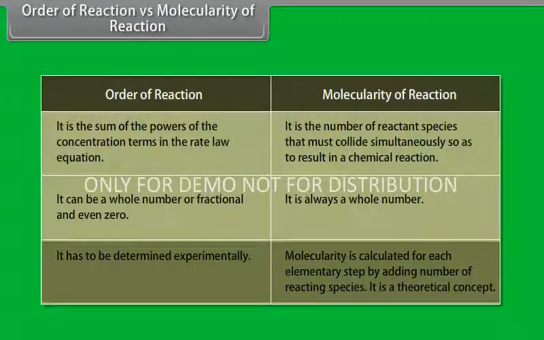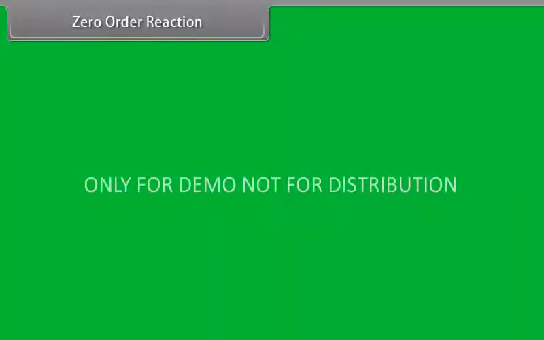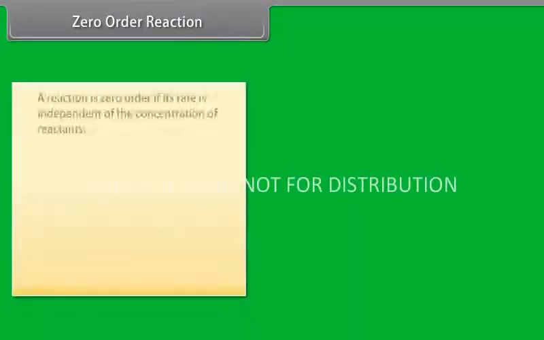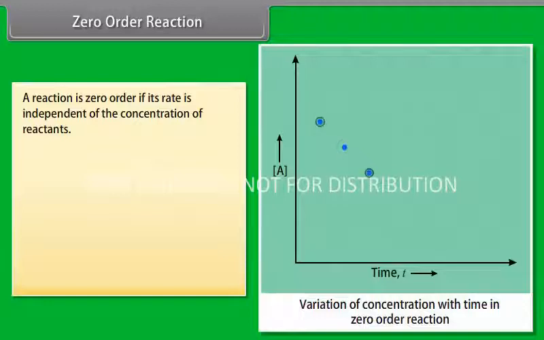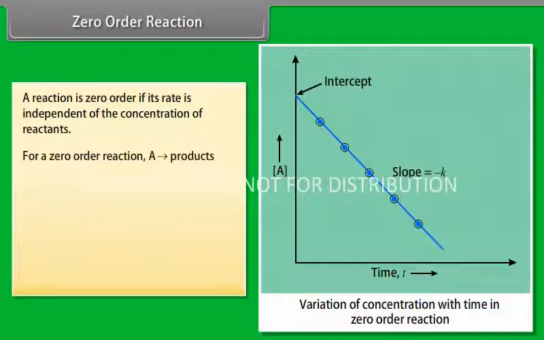Order of reaction has to be determined experimentally, whereas molecularity of a reaction is calculated for each elementary step by adding the number of reacting species. It is a theoretical concept. Zero order reaction. A reaction is zero order if its rate is independent of the concentration of reactants. For a zero order reaction, A is changing into products.